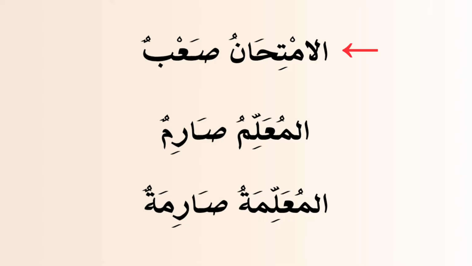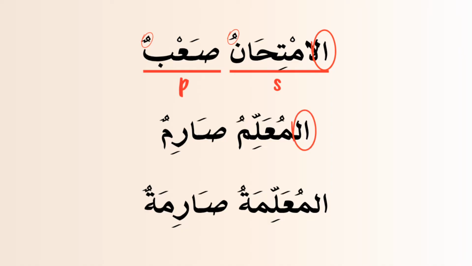Take a look at this sentence. الامتحان صعب. The exam is hard. Notice how the subject is definite because it starts with alif lam and ends with dhamma, and how the predicate ends with dhammatain. As we analyze more sentences, notice how these patterns stay consistent. المعلم صارم. The teacher is strict. Again, our subject, المعلم, starts with alif lam and ends with dhamma, while our predicate, صارم, ends with dhammatain.